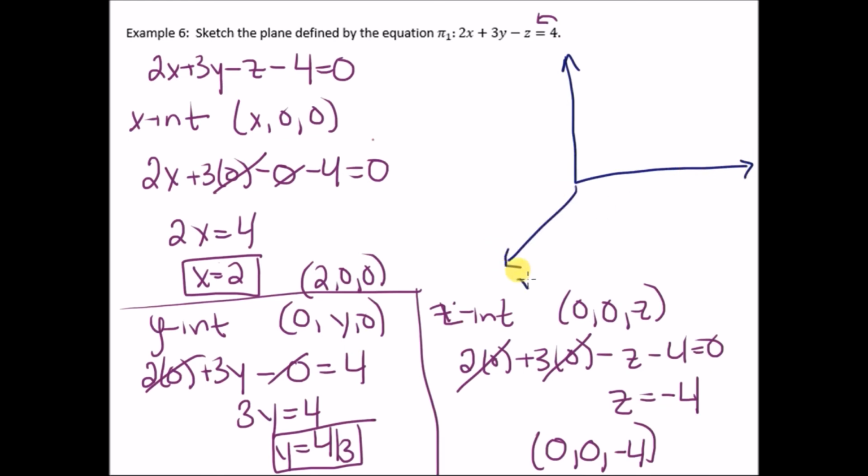Okay, so let's go ahead and draw x, y, z. The x-intercept is at 2, so let's just plot that. The y-intercept is at 4 over 3. And then the z is actually going to be down here, -4. So if we were to connect these 3 points, we draw a slice of the plane. We draw this triangle, which is just a piece of the plane. And that's it.